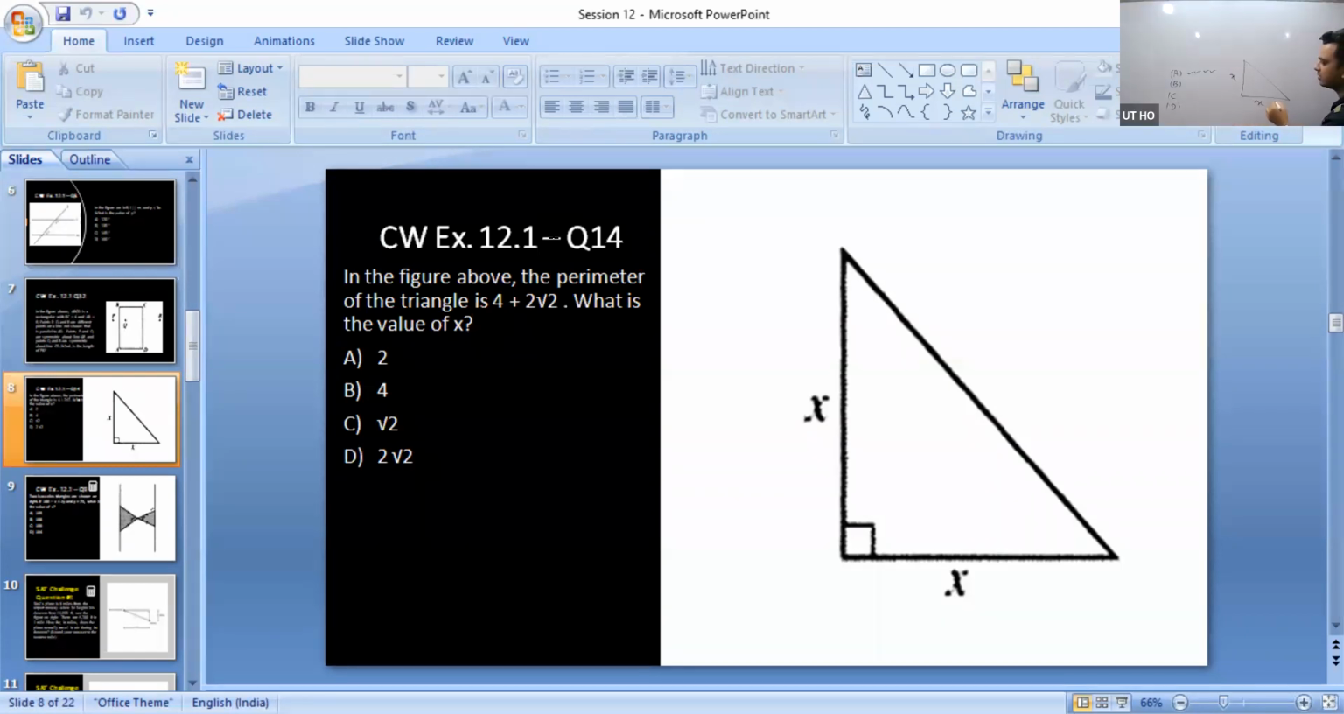So this is X, this is X. Perimeter means, let's say this will be X root 2 by Pythagoras theorem. So X plus X root 2 is given as 4 plus 2 root 2. So this will be 2x plus 2. 2x equals 4 plus 2x. Okay, you can compare directly: 2x equals 4, so x will be equal to 2. And if you compare here also, it is the same. Clear? Okay.